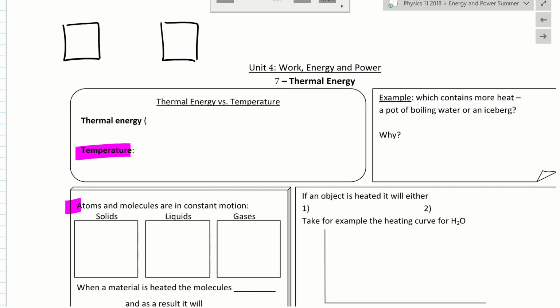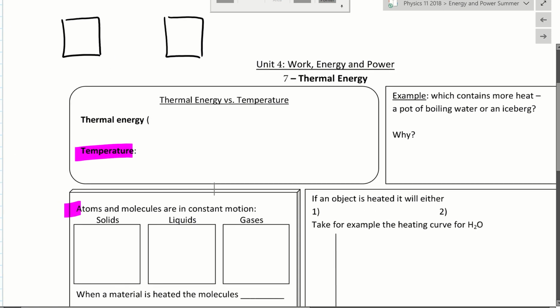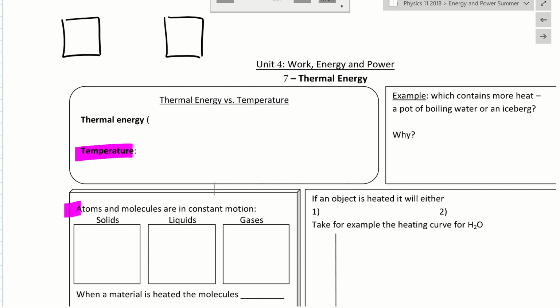Hello everyone. Today we are going to talk about thermal energy. So what's the difference between thermal energy, temperature, and heat? That's the first concept we're going to go over. You might be most familiar with the word temperature, right?